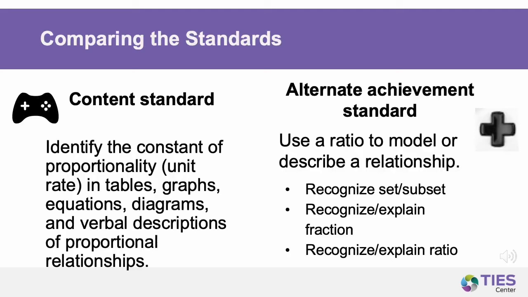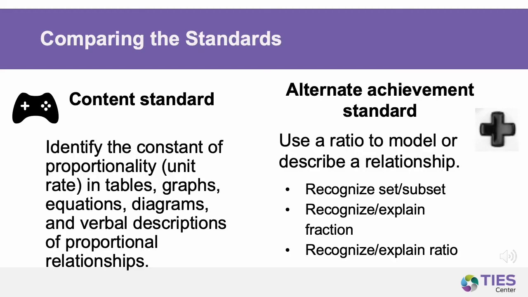The right text box has an image of the isolated plus sign pulled from the handheld game controller with the title Alternate Achievement Standard, and the text Use a Ratio to Model or Describe a Relationship. Recognize set/subset, recognize/explain fraction, and recognize/explain ratio.